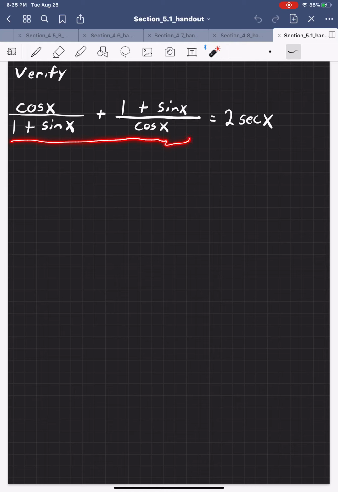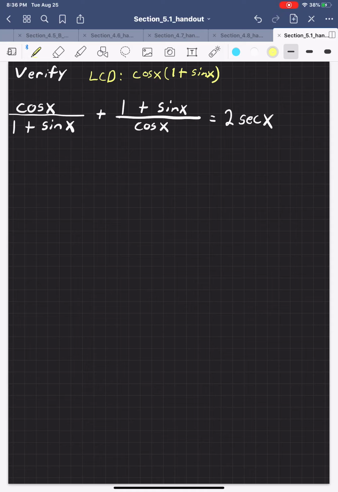Everything is already in terms of sines and cosines. What we're going to do is try to combine our 2 fractions into 1 fraction. Right, so I would need an LCD, and in this particular case, the LCD would just be the product of both denominators: cosine of x multiplied by 1 plus sine of x.